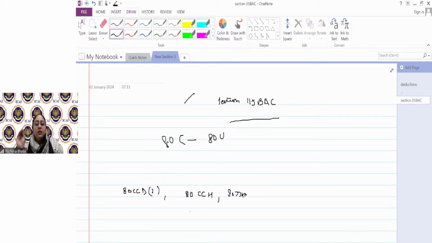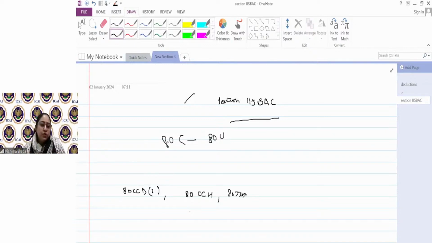I'll tell you only this much deduction is available to section 115 BAC assessees. Otherwise, no deductions from gross total income are available to them. Got it? Now, before we dive deep into different sections of deduction, each deduction section starting from 80C to 80U, we will cover one by one.